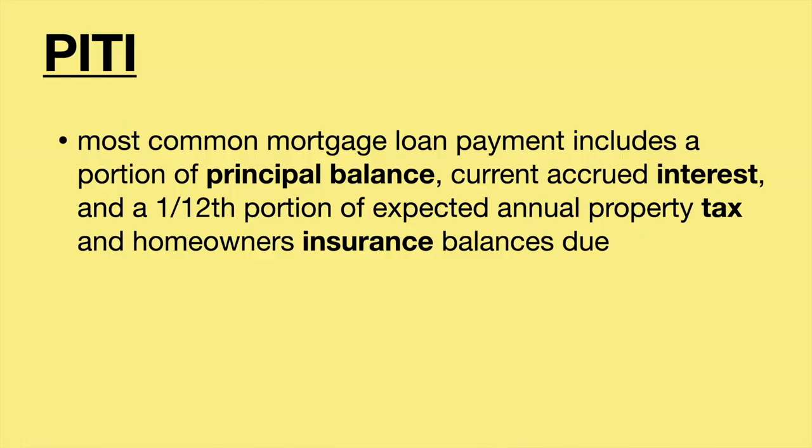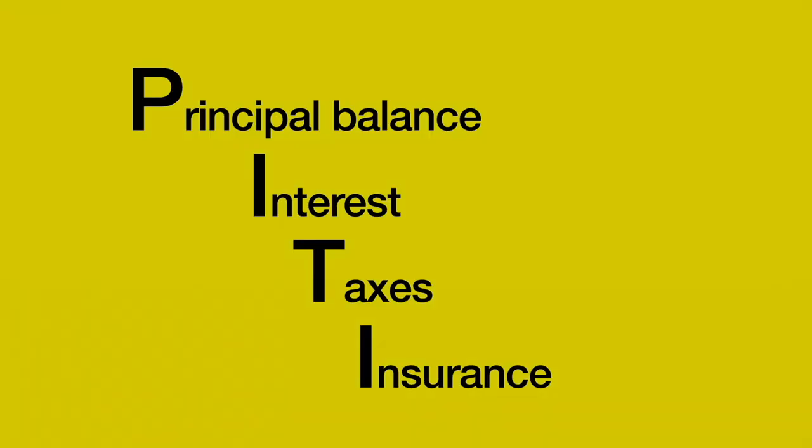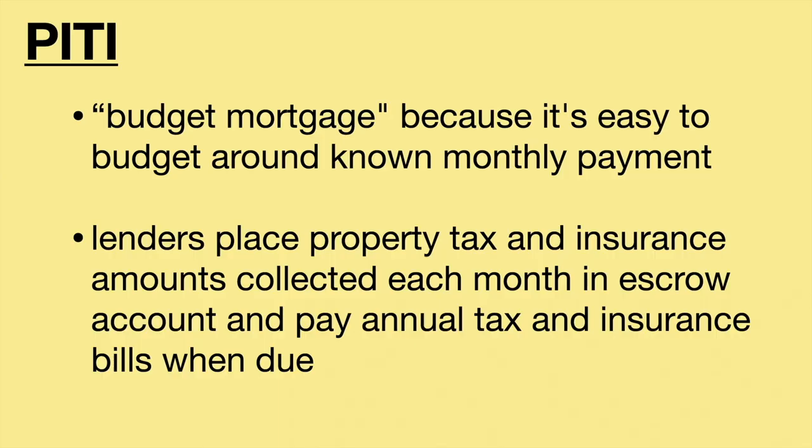PITI. The most common mortgage loan payment includes a portion of the principal balance, current accrued interest, and a 1/12 portion of the expected annual property tax and homeowners insurance balances due. Principal, interest, taxes, and insurance, or PITI. This may also be referred to as a budget mortgage because it's easy to budget around known monthly payments. Lenders place the property tax and insurance amounts collected each month in an escrow account and pay the annual tax and insurance bills when they come due.